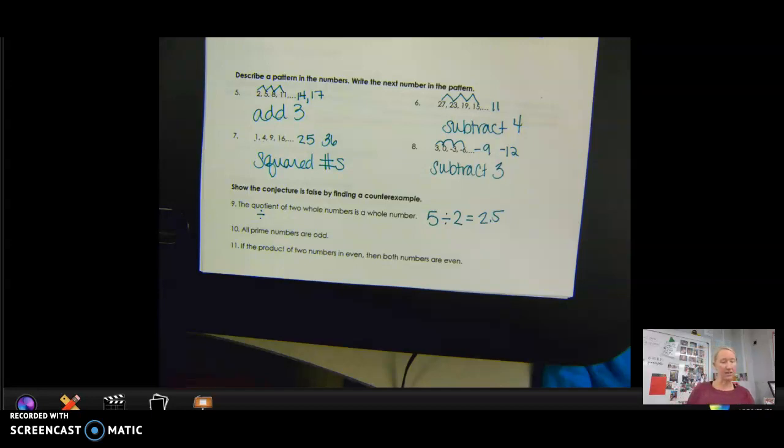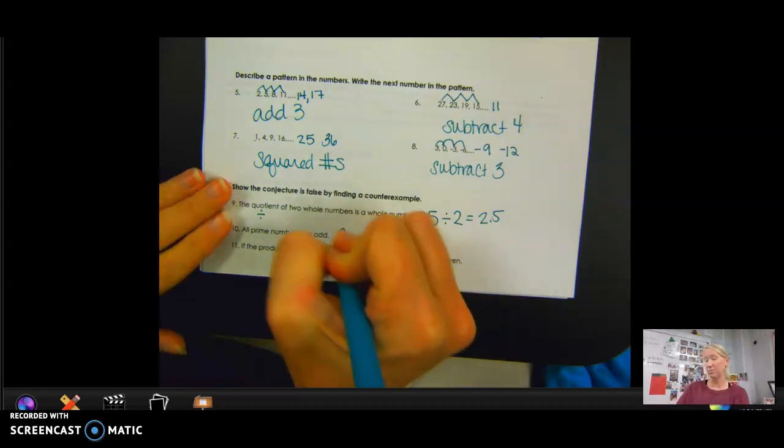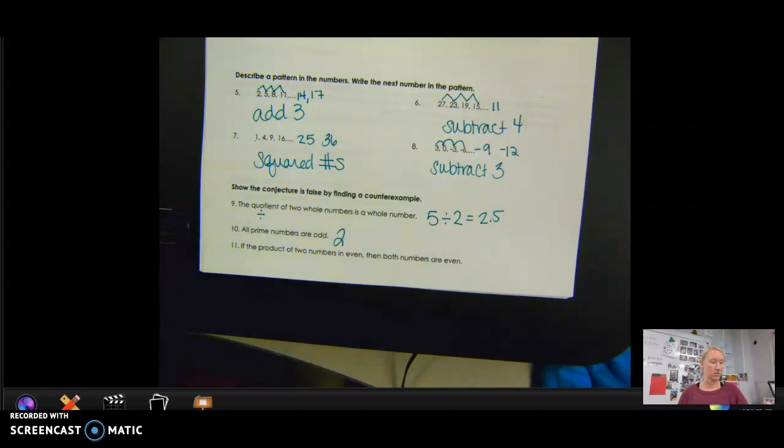Pause me, try 10 and 11 on your own, find a counterexample to each of those, and then unpause me when you're done. Okay, all prime numbers are odd. Typically, all prime numbers are odd. Most of the time, all prime numbers are odd because 2 will go into all even numbers, right? There's one even number that is prime, and that is the number 2, because only 2 and itself go into it. So that's my counterexample to prove that wrong. That statement is now wrong.